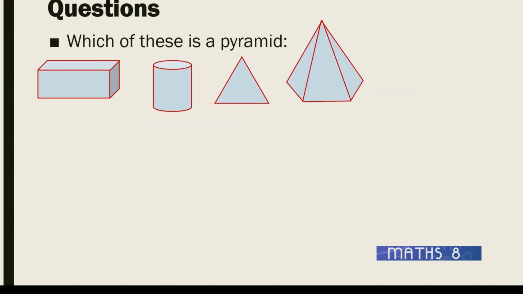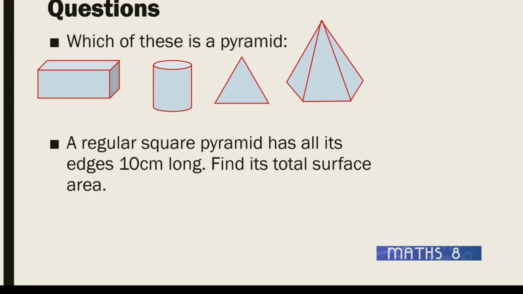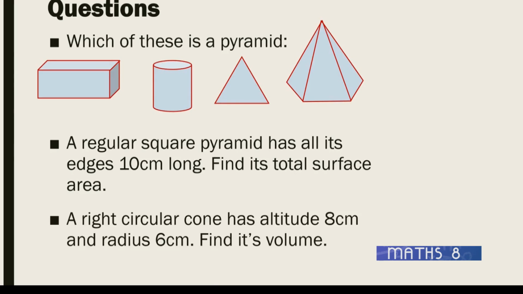Try these questions. Which of these is a pyramid? A regular square pyramid has all its edges 10 centimeters long. Find its total surface area. A right circular cone has altitude 8 centimeters and radius 6 centimeters. Find its volume. Pause the video whilst you work out the answers.